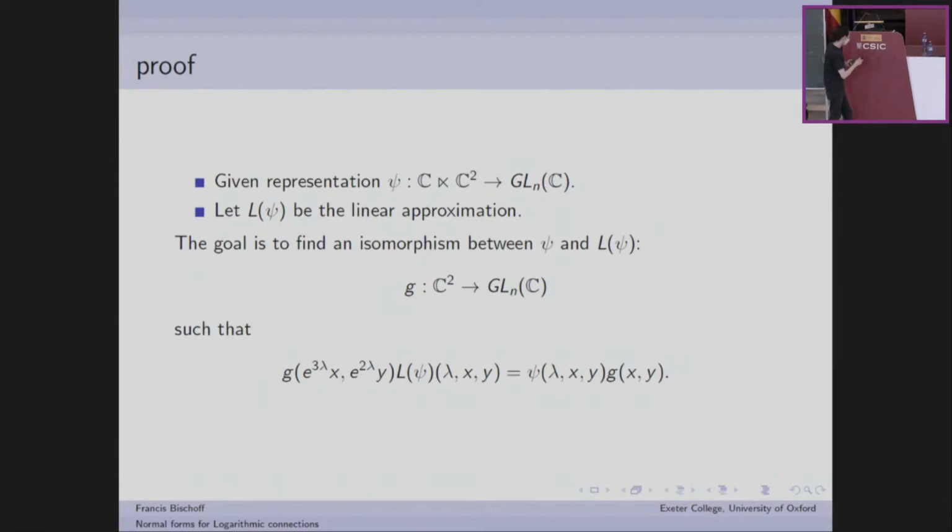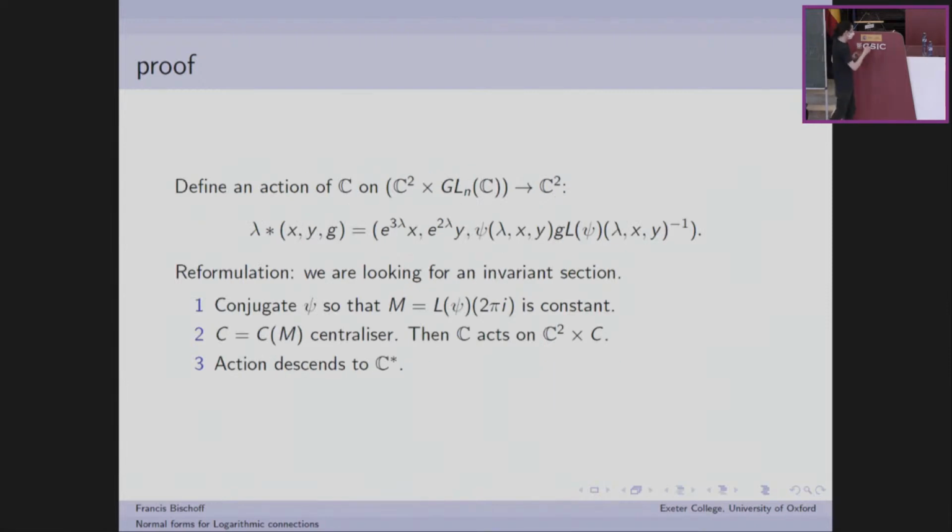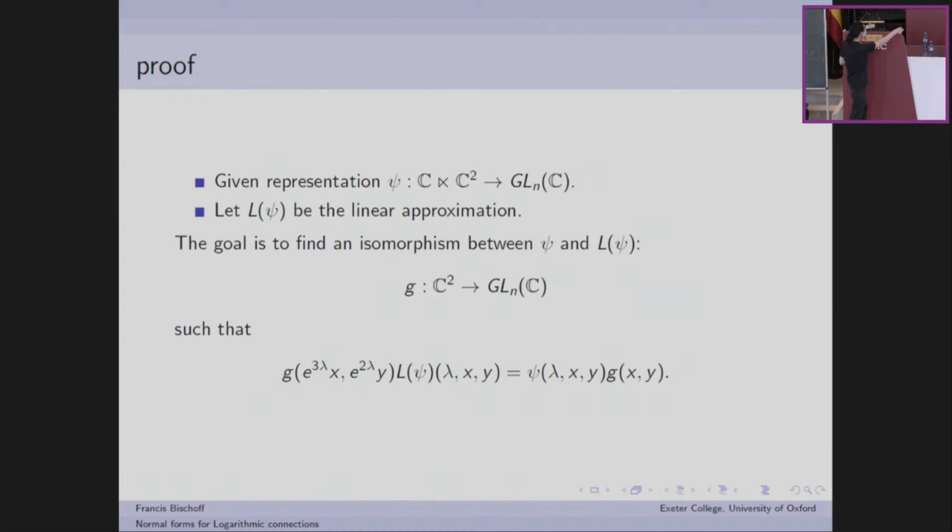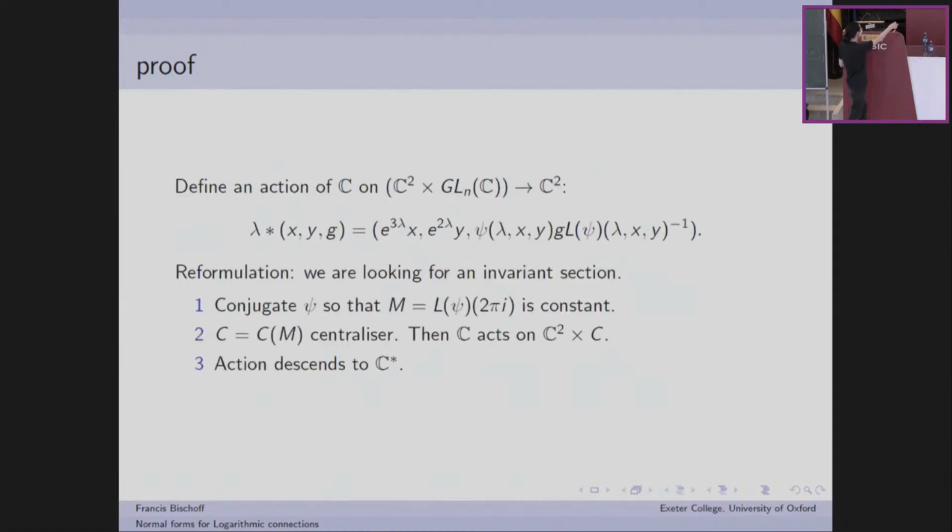So I want to reformulate this. I want to take this thing and move it to that side with an inverse. And then we can think of G as satisfying some invariance property. So we can define an action of C on this trivial bundle, C2 cross GLN, which is like a conjugation, but I'm acting on the left by the representation and on the right by the linear approximation. A linearization, if you rearrange this formula, is nothing but an invariant section for this action.